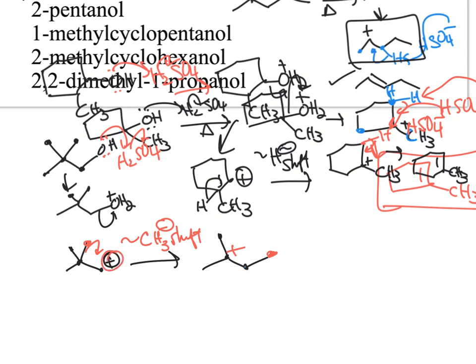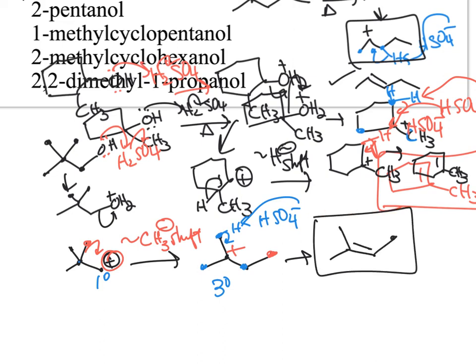Now you look at your neighboring carbons. This is a tertiary carbocation. This is a primary, so there's only this tertiary. You look at your neighboring carbons, the hydrogens. And that is your product. And it's the more substituted, it's trisubstituted.